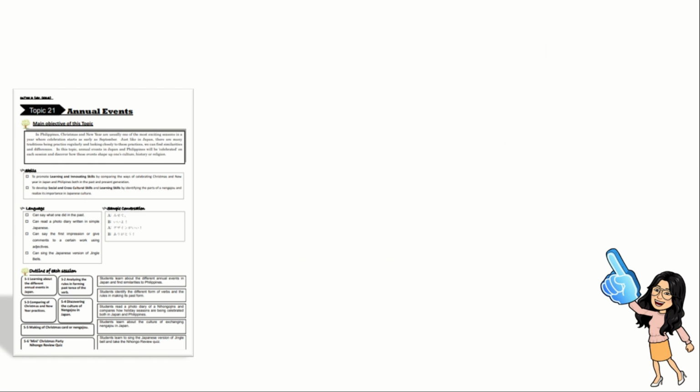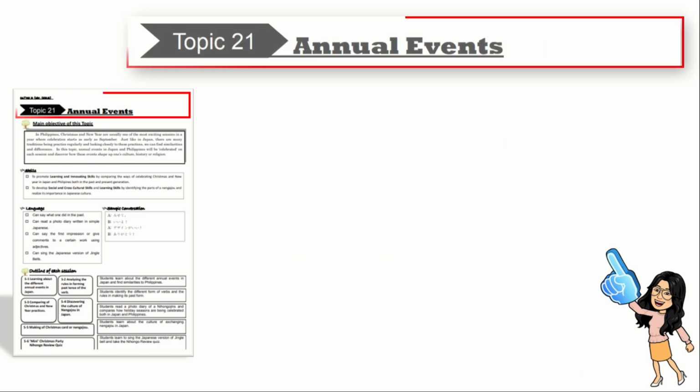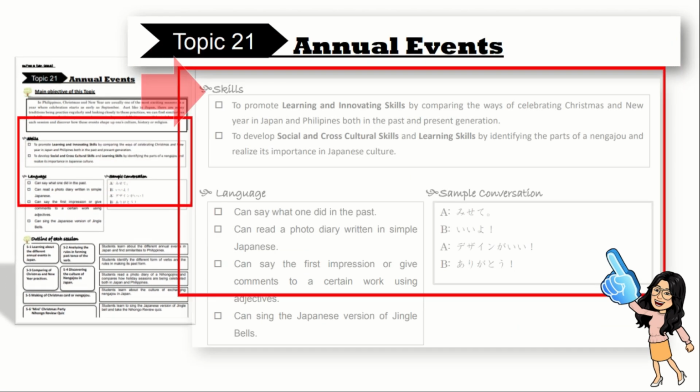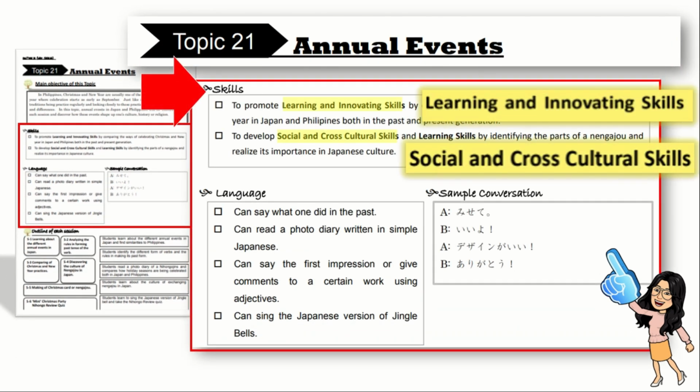Let's start with an overview of Topic 21. In the lesson plan, taking note that the skills we desire to develop include promoting learning and innovating skills and developing social and cross-cultural skills. So at the end of the 6 sessions, our students can say what one did in the past, can read a photo diary written in simple Japanese. Third, can say the first impression or give comments to a certain work using adjectives. And the fourth one is can sing the Japanese version of Jingle Bells.